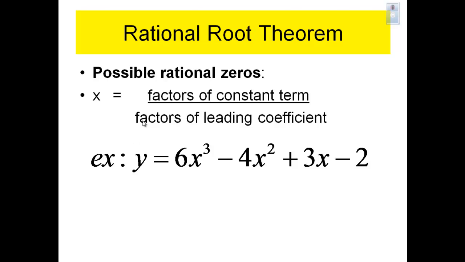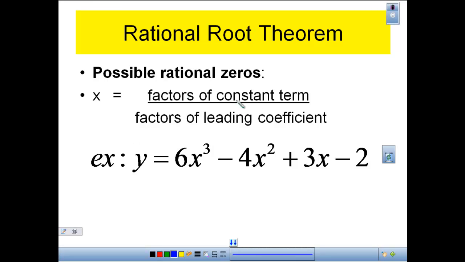So let's say this is my polynomial function. Let's look at our constant term. Well, our constant term is the term without the variable on it, so our constant term is -2. The nice thing with -2, there's not many factors. Obviously, positive or negative 1, or positive or negative 2. Again, depending on which ones you're multiplying by.